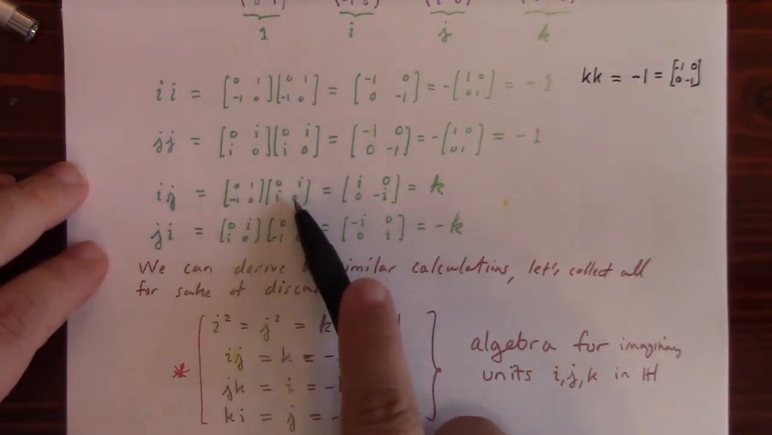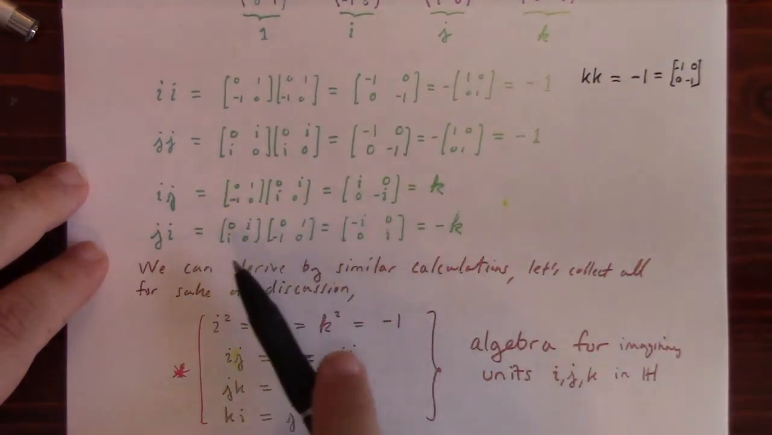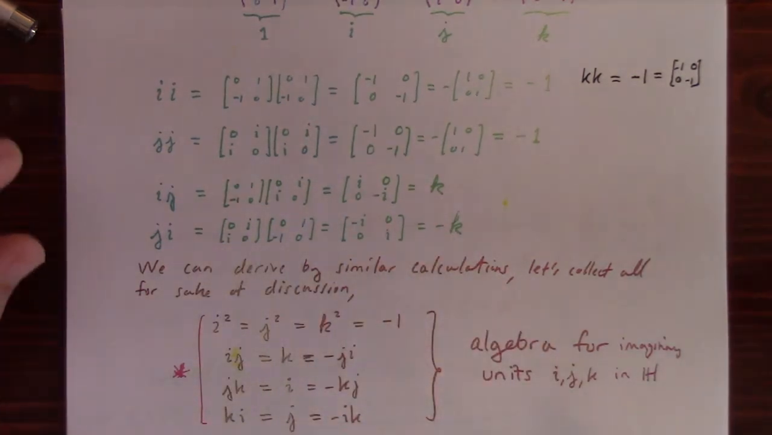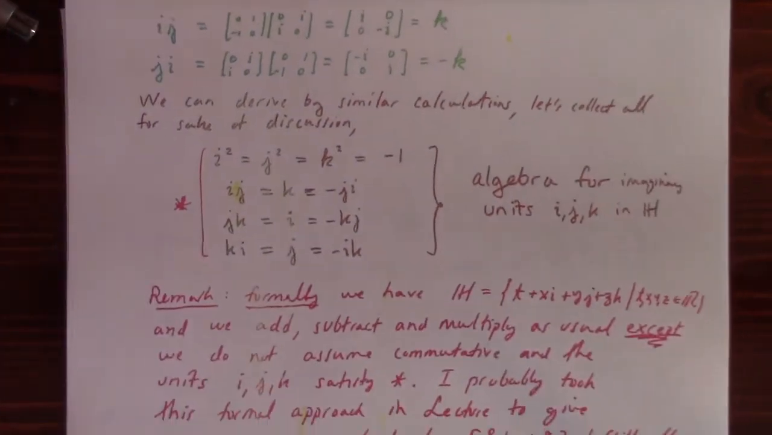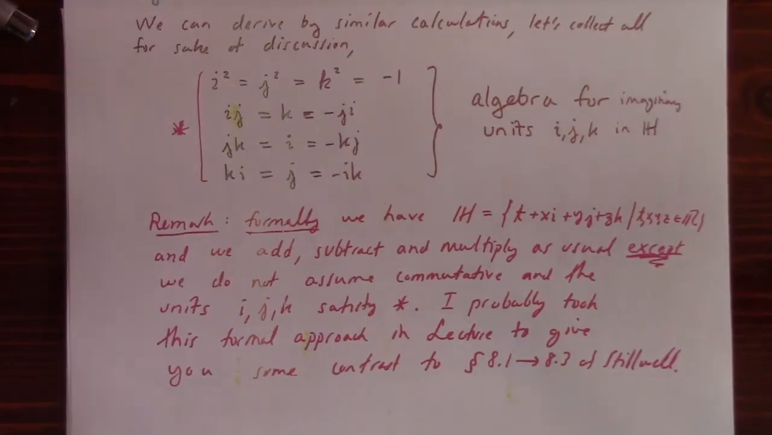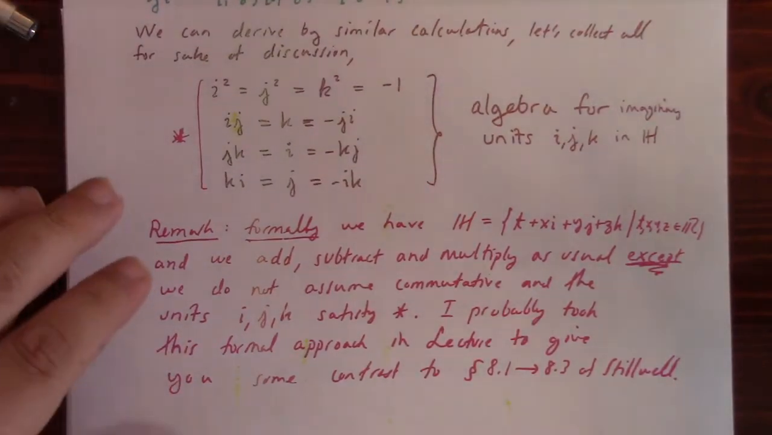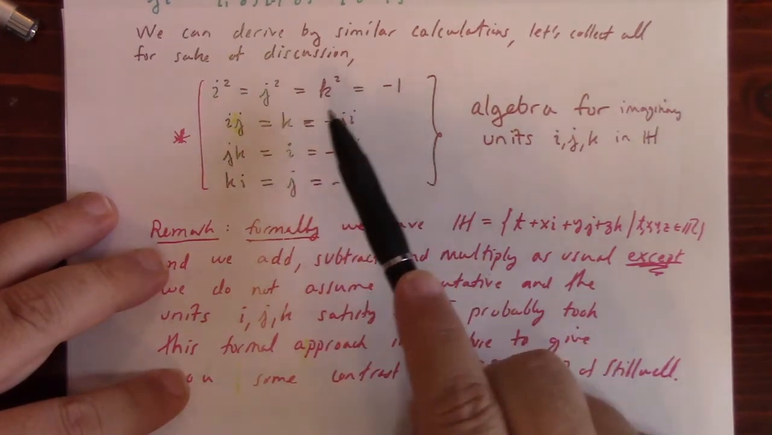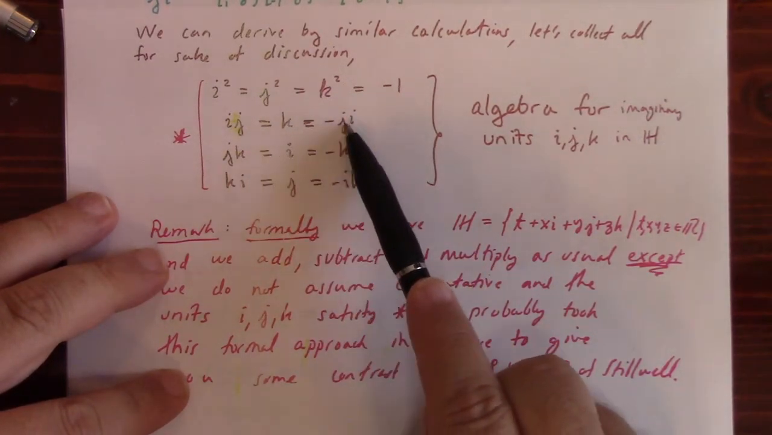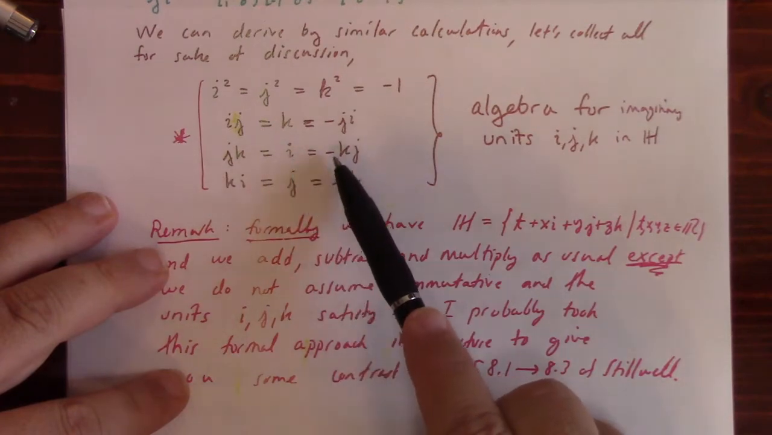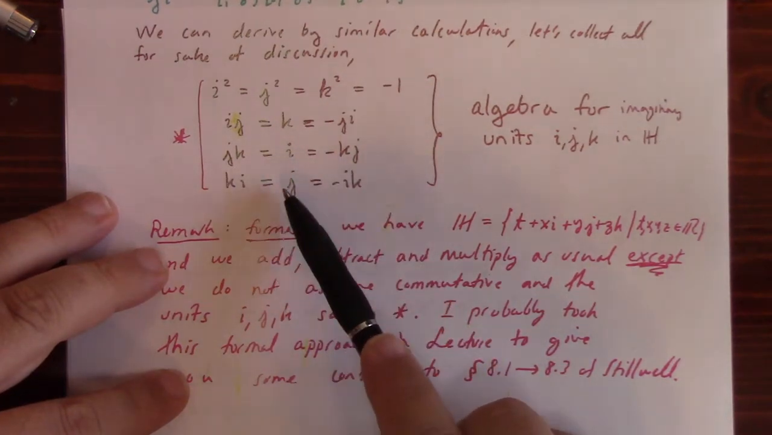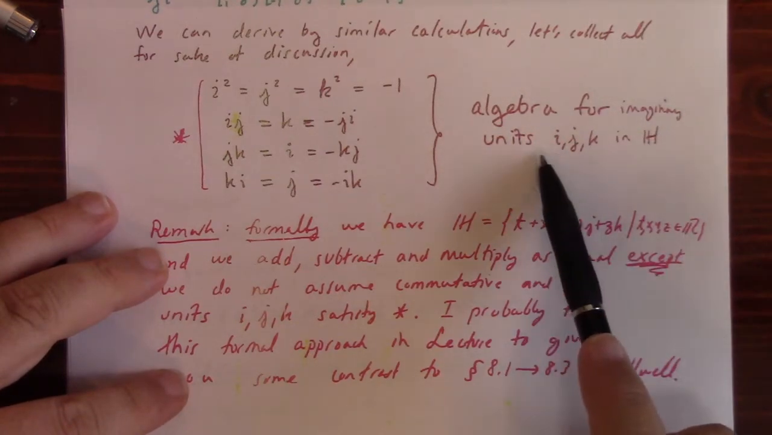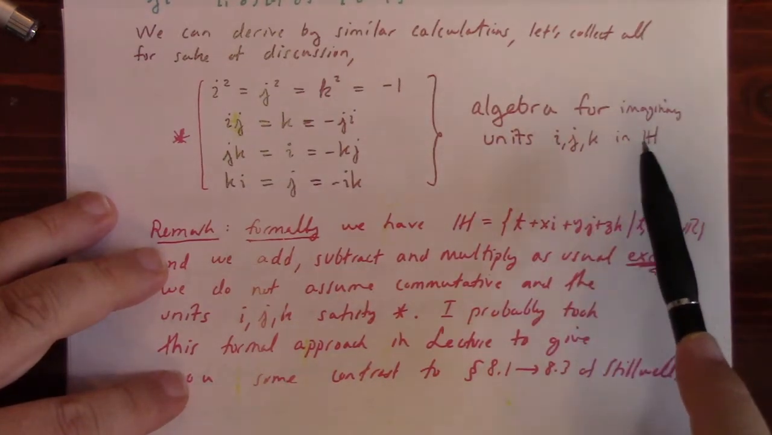Anyway, so i times j, when you multiply these, you get k. j times i, you multiply these, you get minus k. In summary, if you work out all the relations between these i, j, and k matrices, what you're going to find is that i squared equals j squared equals k squared equals minus 1. ij is k, which is minus ji; jk is i, which is minus kj; and ki is j, which is minus ik. This is the algebra for the imaginary units i, j, and k in the quaternions.